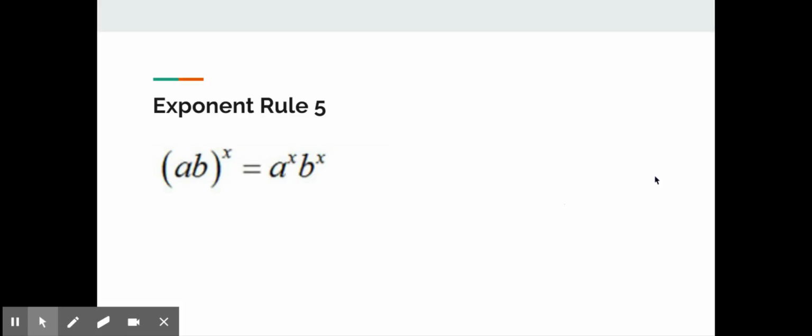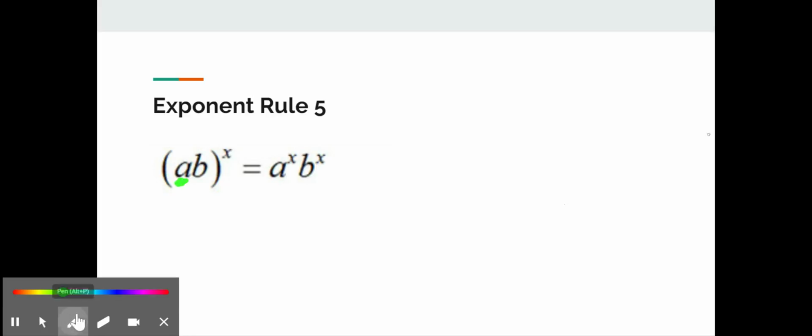Exponent rule 5, this is still very similar to our previous exponent rule. The only difference is what if you have 2 things inside of your parentheses. So here, these are not the same base. They are different bases. They both are considered a base. The only thing that happens here is that exponent, that x, goes to both of them.